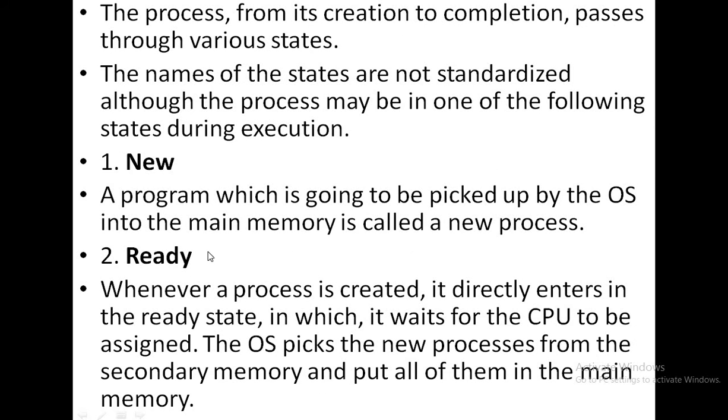Next one is the ready state. Whenever a process is created, it directly enters the ready state, in which it waits for the CPU to be assigned. That means it is the previous state of the running state in the process state transition diagram. The operating system picks the new processes from the secondary memory and puts all of them in the main memory.